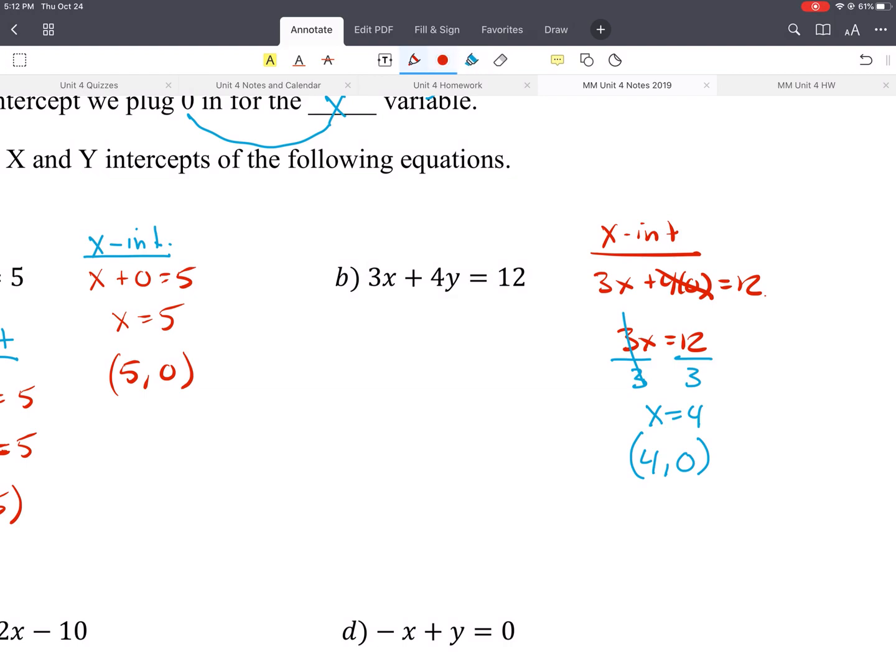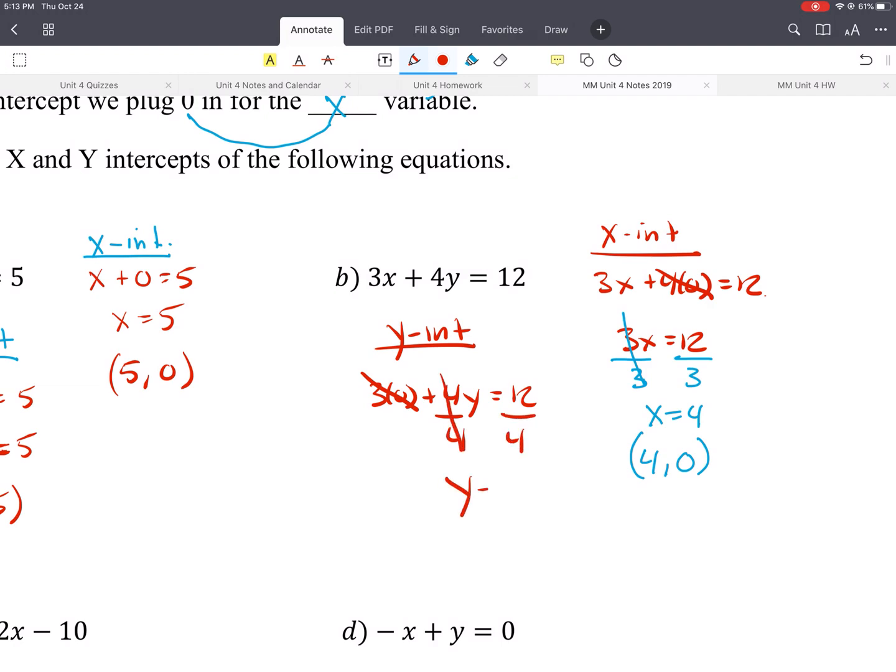And then we'll do the same thing for the y-intercept. We want to find the y-intercept, so we're going to set x equal to 0. So we'll do 3 times 0 plus 4y equals 12. 0 times 3 is 0, so we're just going to divide both sides by 4.